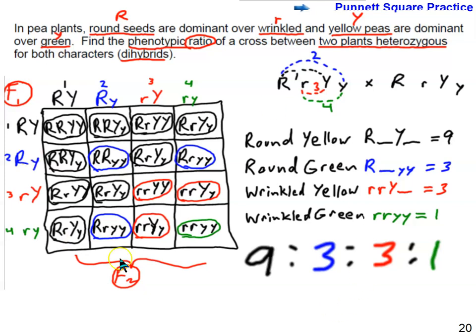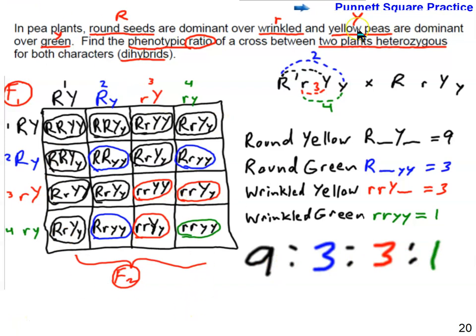And it's the same thing here in a dihybrid cross. As long as you have two parents that are heterozygous for both genes, in other words, they're both dihybrids, then you're going to get a 9 to 3 to 3 to 1 phenotypic ratio, as long as we're dealing with complete dominance. So just remember that, and you won't have to do all this.